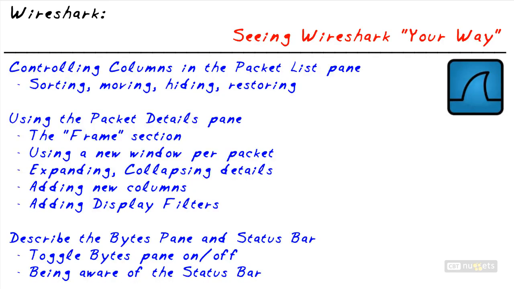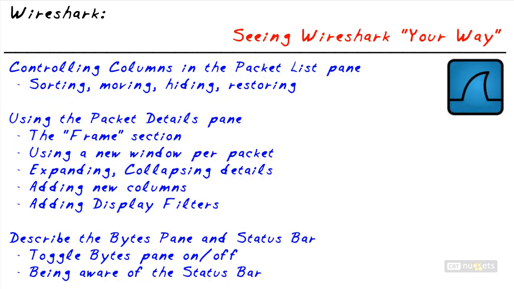Wireshark comes with some default settings, and very often you and I are going to want to customize those to make it more effective for us, either because we like seeing something a certain way or because it's simply more useful that way. Well, we might want to first start with the columns in the packet list pane. We can sort them, move them, hide them, restore them. Those are all very powerful tools.